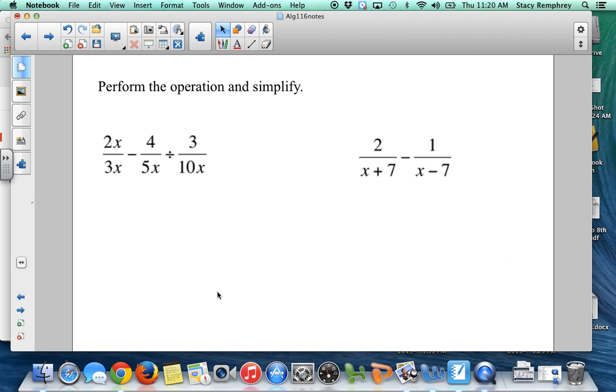All right, now we're going to combine all the things we've been going over. So you're going to work on these. Remember your order of operations. Work on these, and then come back for an explanation.